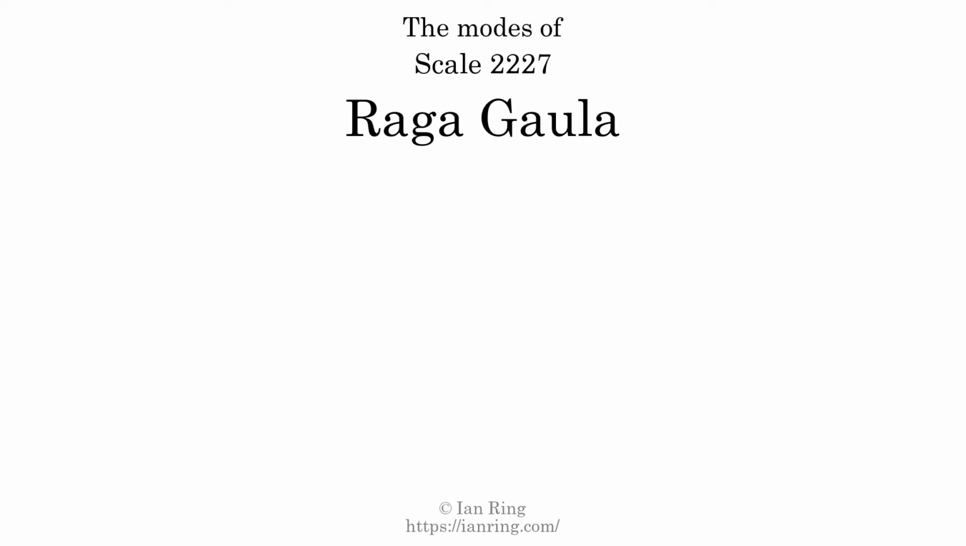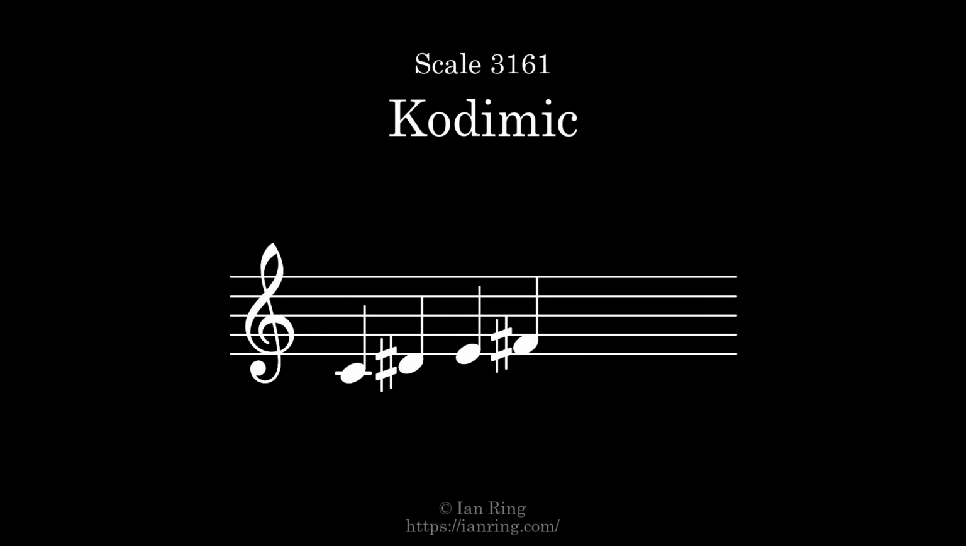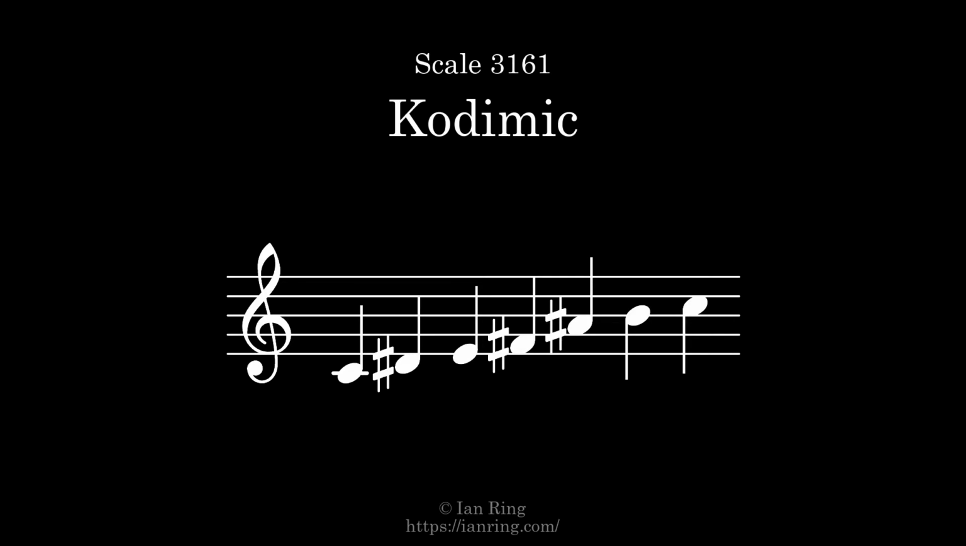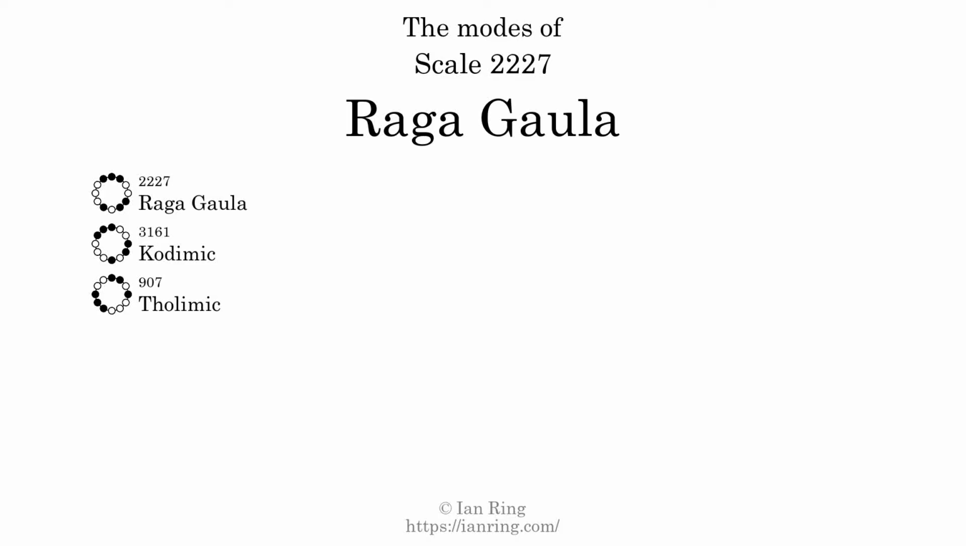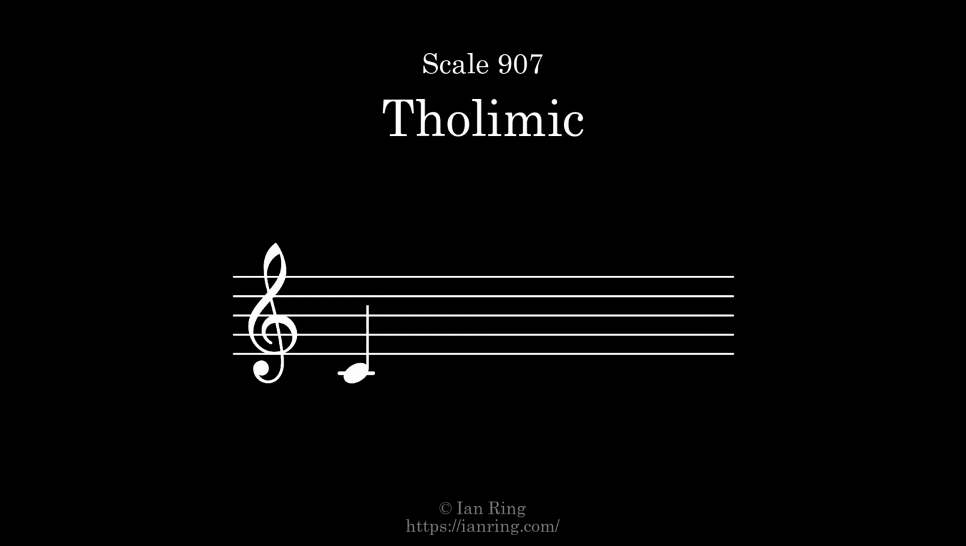This scale has 6 modes. The first mode is itself. The second mode is scale 3161, also known as hexatonic. It sounds like this. The third mode is scale 907, also known as thalamic. It sounds like this.